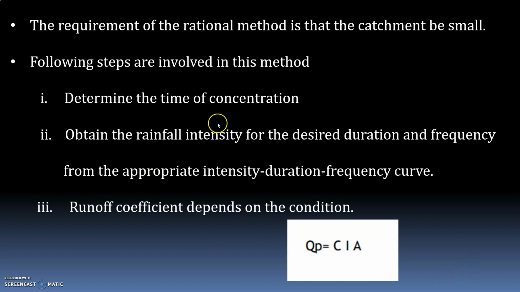The requirement of the rational method is that the catchment is small, and the following steps are involved. The first one is to determine the time of concentration, then obtain the rainfall intensity for the desired duration and frequency from the appropriate intensity duration frequency curve, and then third is the runoff coefficient, which depends on the condition. Finally, you have to use this formula: QP is equal to C into I into A.